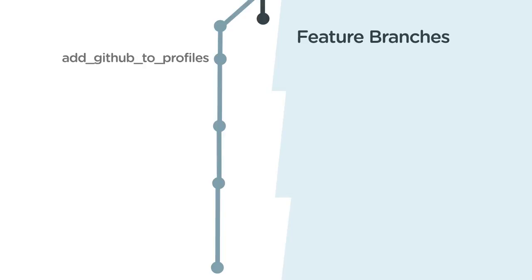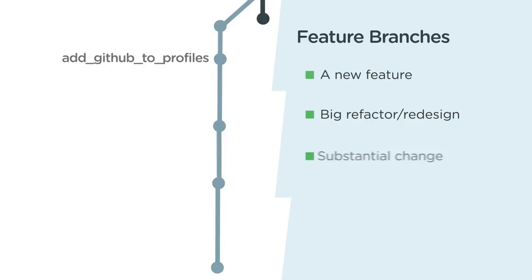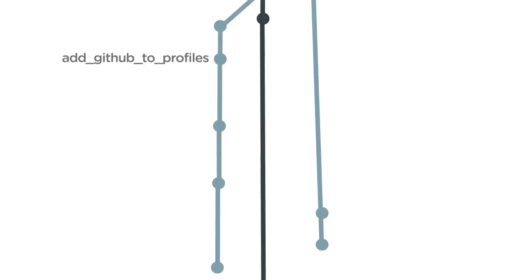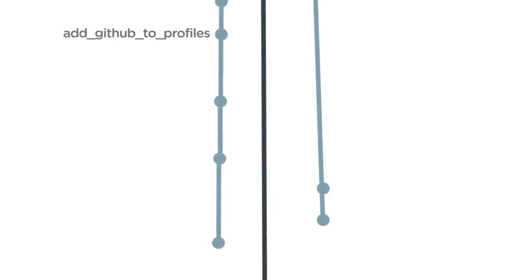Every time you go to work on a new feature, or a big refactor, redesign, or any other kind of substantial change to your project, you would do that in a new branch. This is a great idea because it lets you keep your work on that feature isolated from the work that everyone else is doing until you're finished and ready to merge. So I've got my feature branch, and I'm doing work, making a few commits along the way.